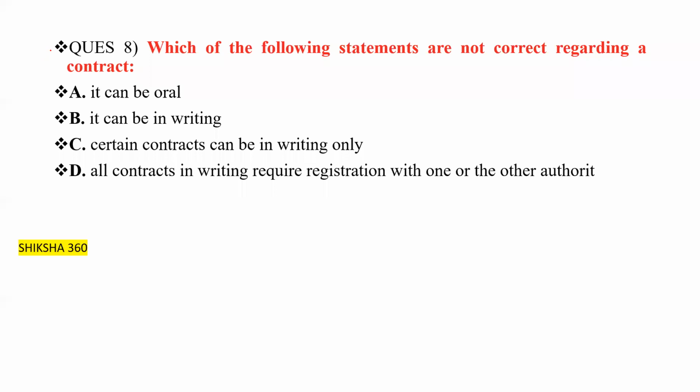Which of the following statements are not correct regarding a contract? First one, it can be oral. So an agreement can be oral. Yes, this one is correct. It can also be in writing. So an agreement can either be oral or in writing.